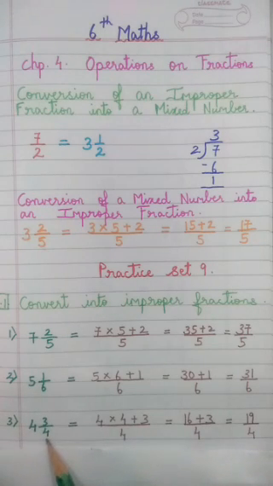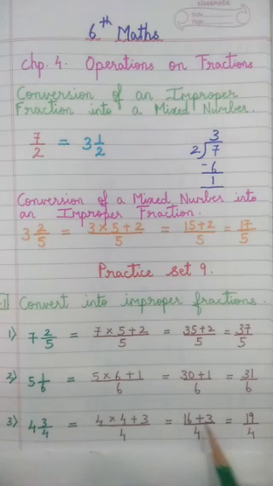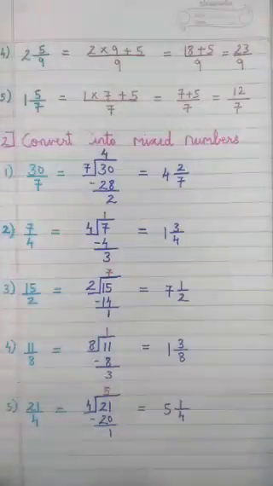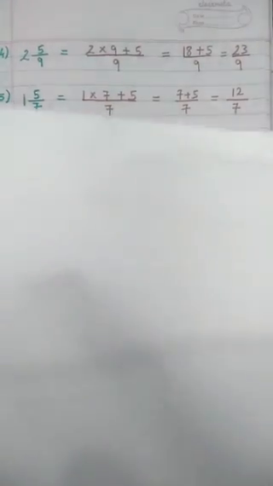4 into 4 plus 3 upon 4. The 4s are multiplication, we solve first: 16 plus 3 upon 4 is your next step, and the last step is your answer, 19 upon 4. You add this too. So 19 upon 4 is your final answer. This way we can solve the sums of converting mixed numbers into improper fractions.